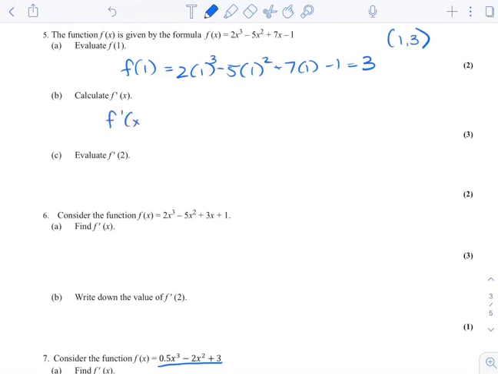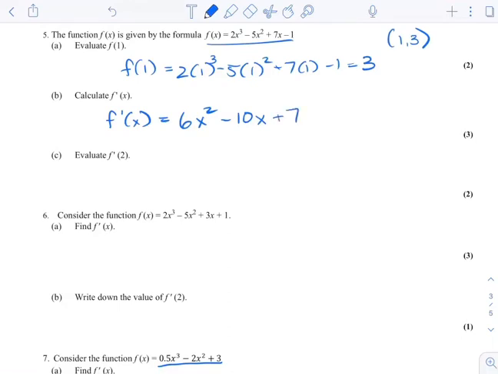Next says calculate the derivative of f of x. So I'm going to take the exponent from the original equation, multiply it by the number out front, 6x, and lose one of the exponents. Negative 5 times 2 is negative 10x, plus 7.